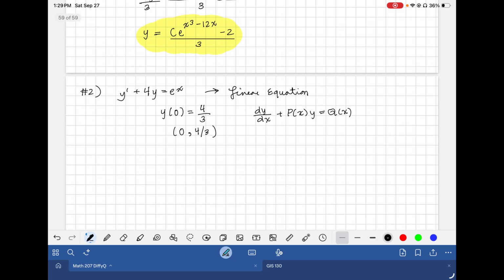So first I'm going to write out what my p of x is. That is going to be 4. And then I'm going to write my q of x, which is going to be e to the x.